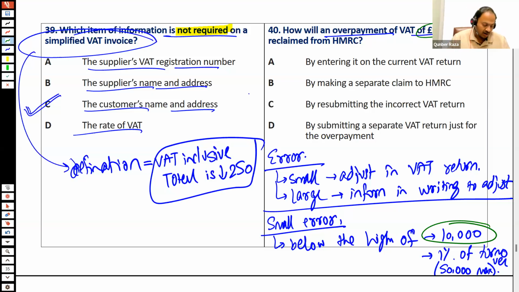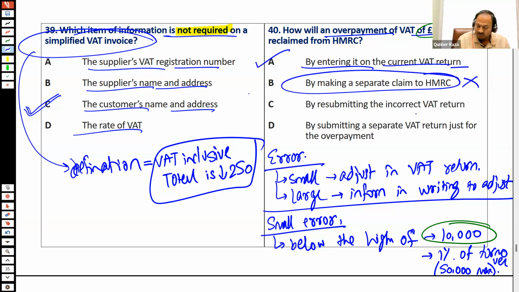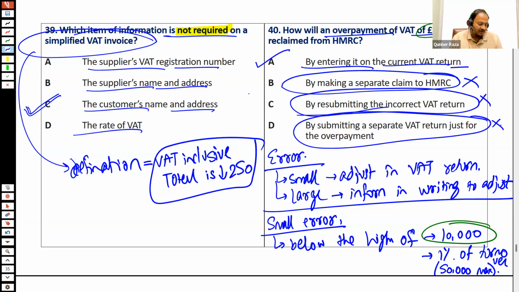If it's a small error, then what to do with this? Enter it on the current VAT return straight away. Making a separate claim or resubmitting the incorrect return just for the overpayment is required if you need to inform HMRC. Just a second.